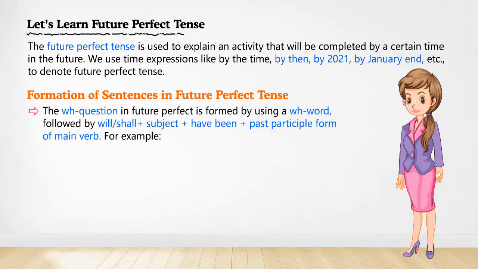The WH question in future perfect is formed by using a WH word followed by will, shall, plus subject, plus have been, plus past participle form of main verb. For example, how will you have been resting?